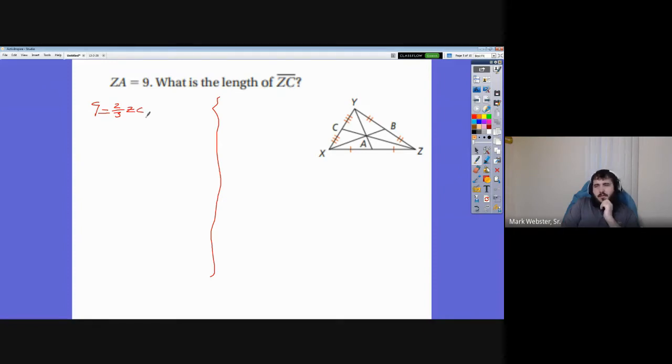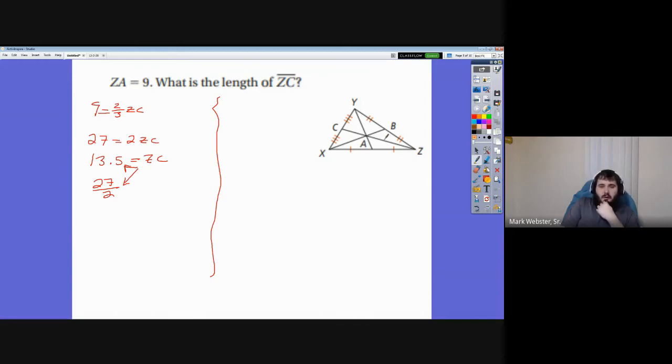And I want to find the big one, ZC. So 9 is 2/3 of this. Well, let me times 3 divided by 2, right? So times 3, divide by 2. Or if you prefer, you can just leave it as 27 over 2. Both of these answers are correct. It's just going to depend on what they ask for.